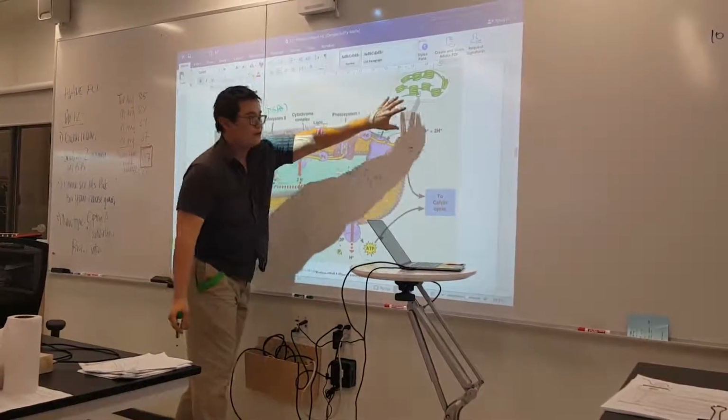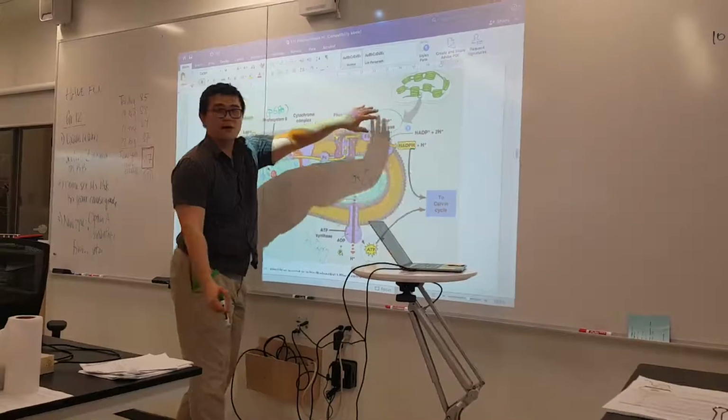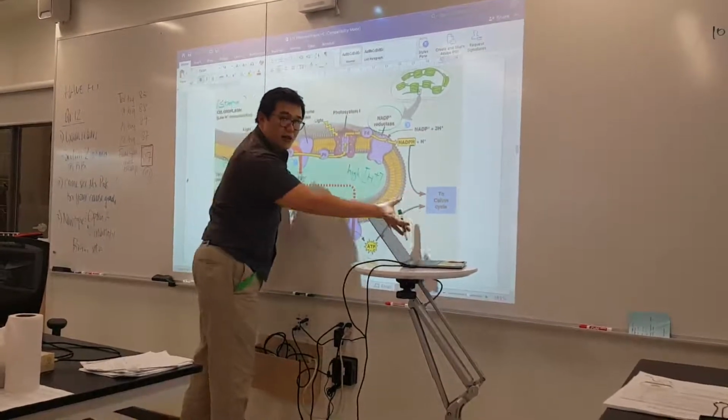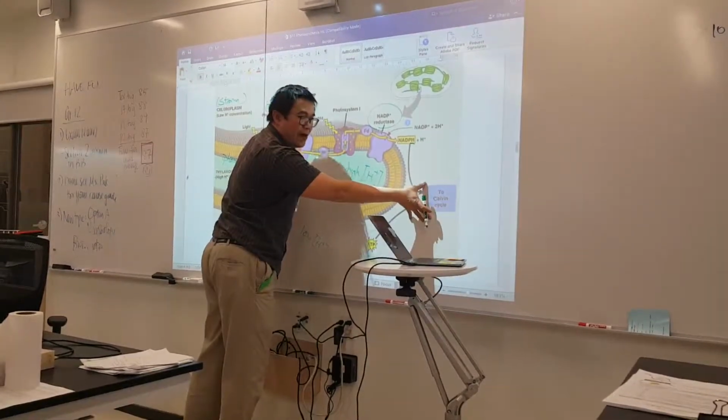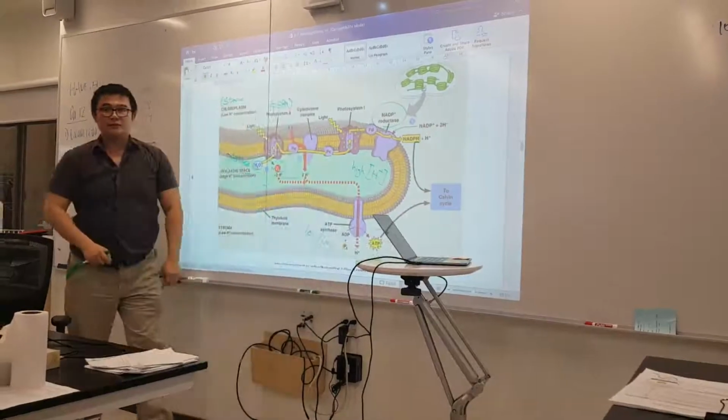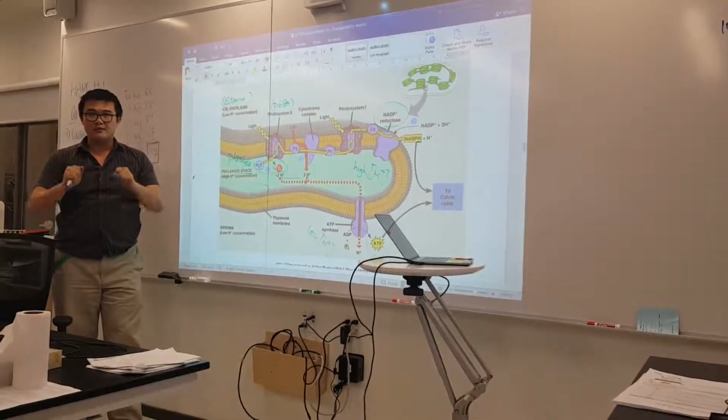Okay? So both of these processes generate high energy molecules that will power the Calvin cycle, the light independent reaction.